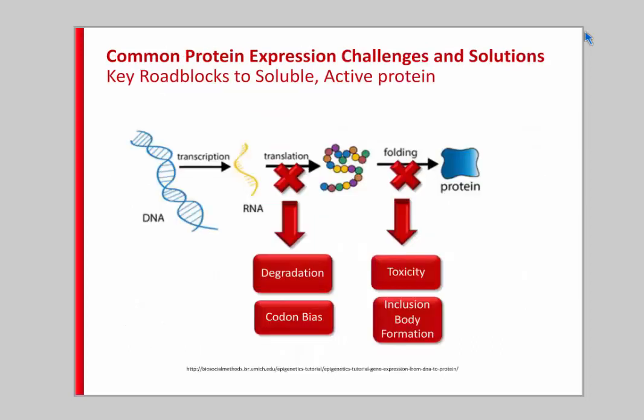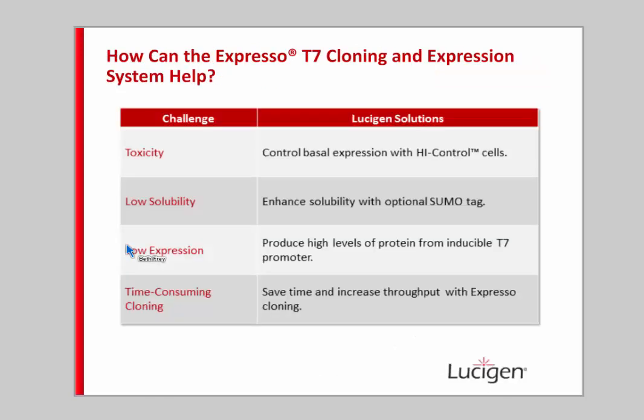And these problems can occur at transcription, or at translation, or during protein folding. And here are some of the problems that we have chosen to focus on here at Lucigen because we feel that they are some of the more common problems that people experience. So remember, as we discussed before, the choices made about expression vectors and host cell lines upstream really affect the results here. And so what can we do upstream to help prevent these roadblocks from occurring in your workflow?